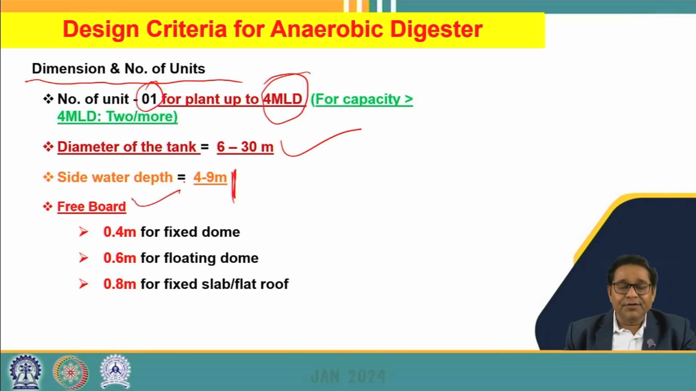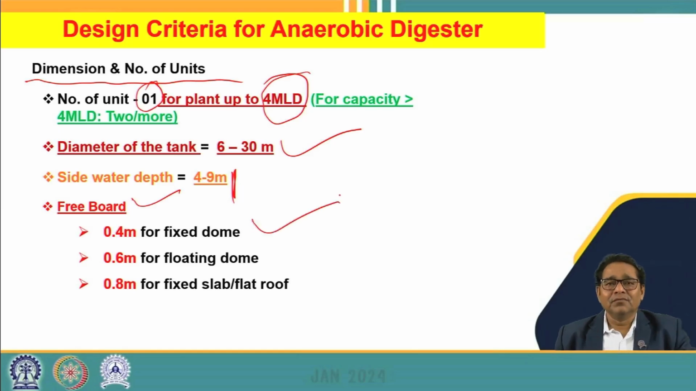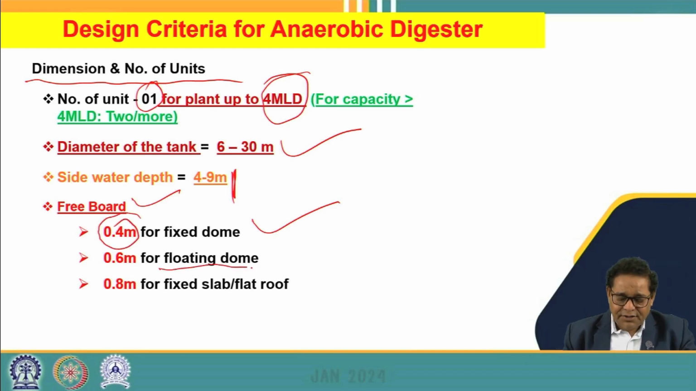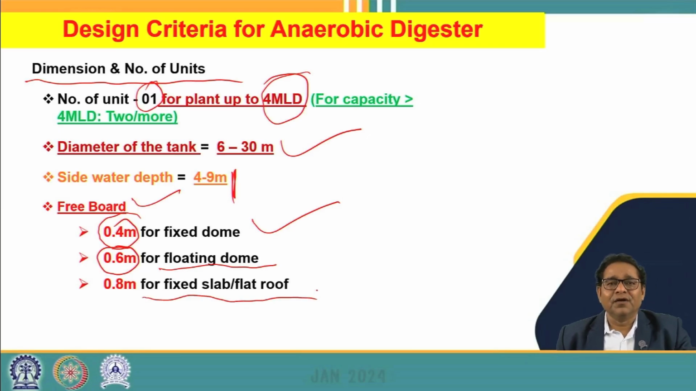And then there is a freeboard. Freeboard is provided for accumulation of biogas generated in the digestion process, and this basically depends upon the type of roof we are providing on the digesters. If we have a fixed dome type of roof, then the freeboard is very less, that is 0.4 meter. But if there is a floating dome, then the freeboard can be taken as 0.6 meter, and in case there is a fixed slab or fixed roof, then the maximum freeboard that should be taken is 0.8 meter.